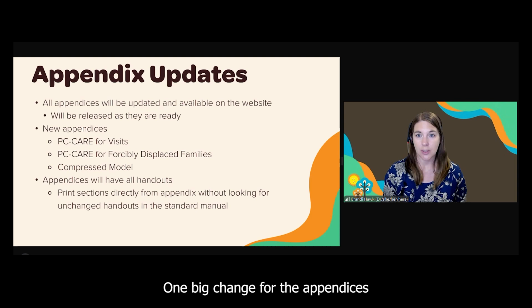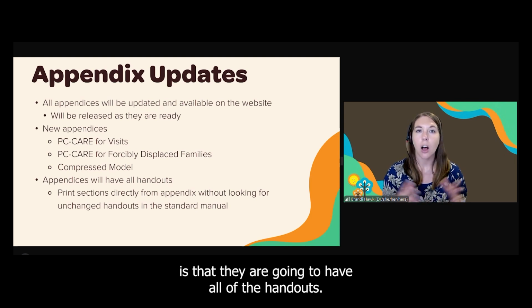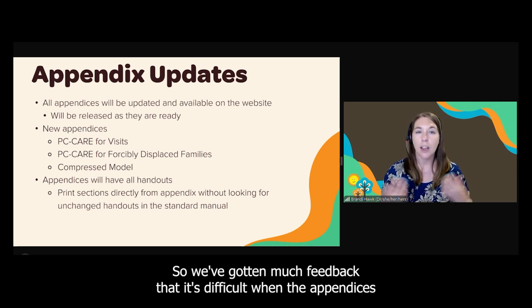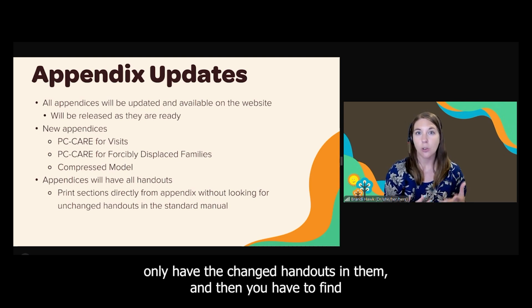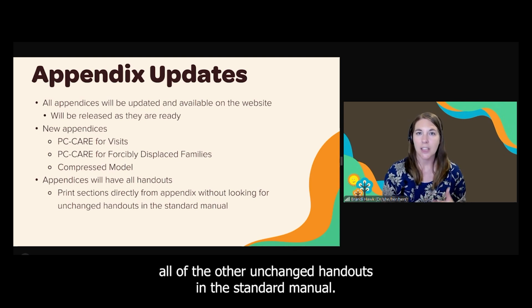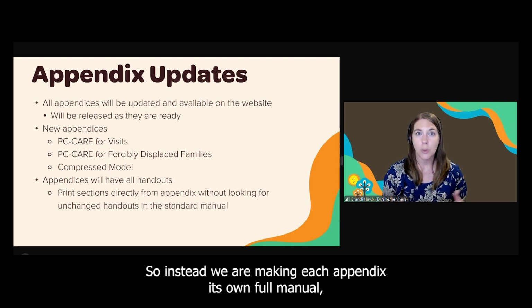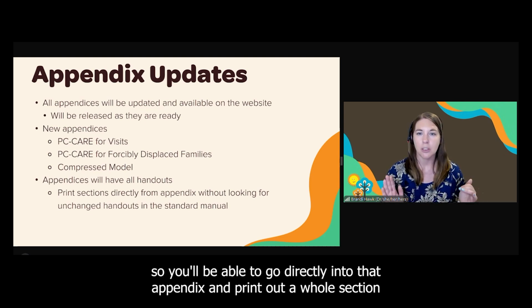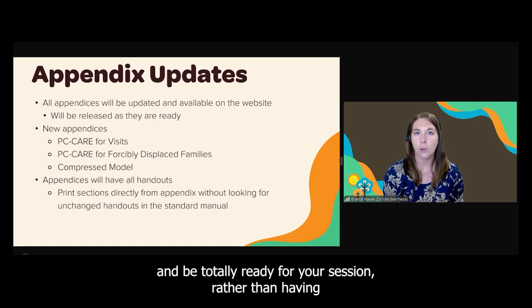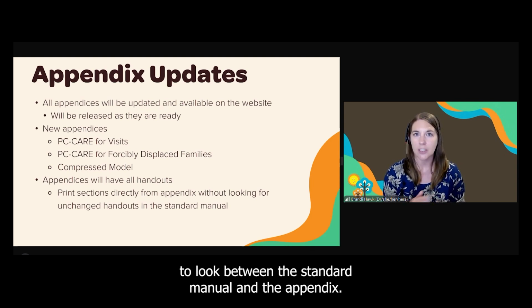One big change for the appendices is that they are going to have all of the handouts. So we've gotten much feedback that it's difficult when the appendices only have the changed handouts in them, and then you have to find all of the other unchanged handouts in the standard manual. So instead, we are making each appendix its own full manual. So you'll be able to go directly into that appendix and print out a whole section and be totally ready for your session rather than having to look between the standard manual and the appendix.